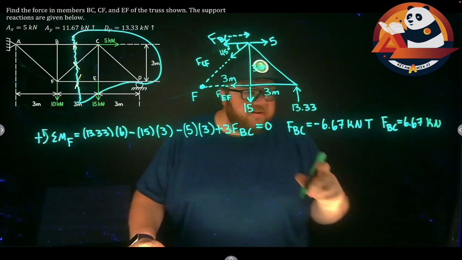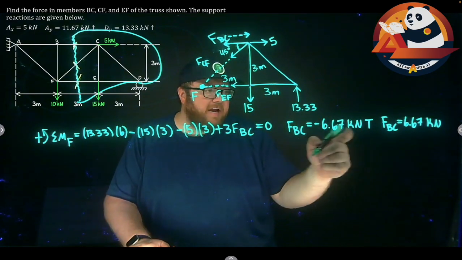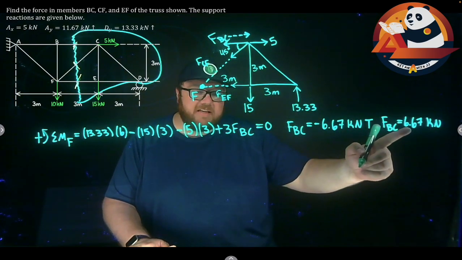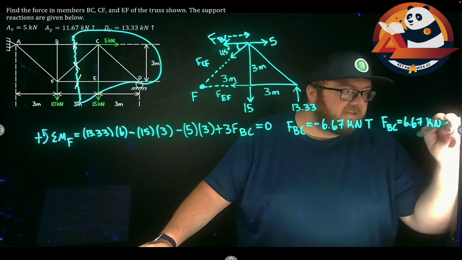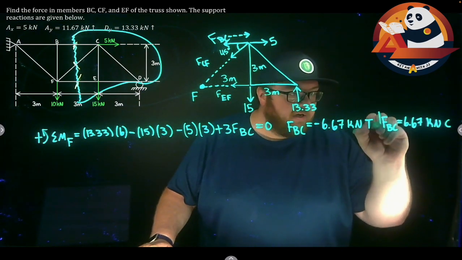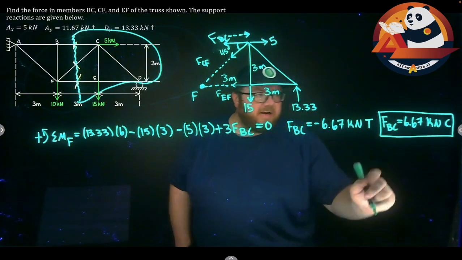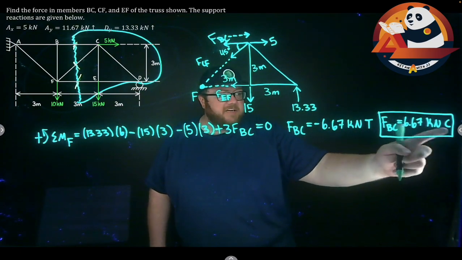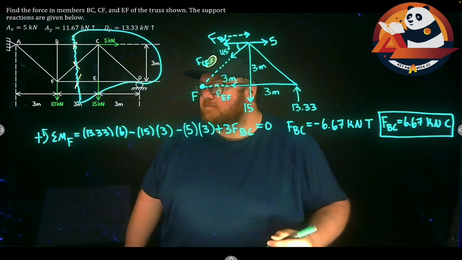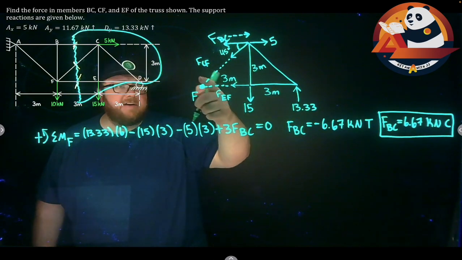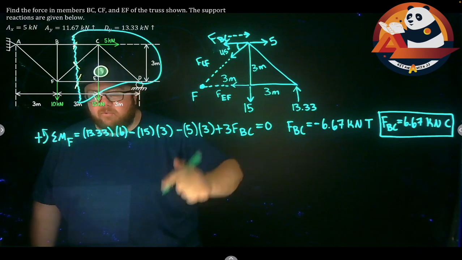kilonewtons. But then rather than saying T for tension, negative in tension is a positive in compression. We already fixed that part. So let's stick a C on here. Anytime we're working with trusses, we should always be giving our answer as a positive number and then say T or C for tension or compression. But from here, I have 2 unknowns left, one in the Y, one in the X.